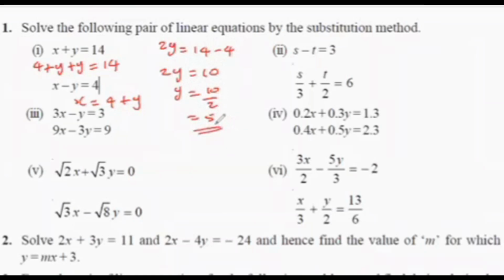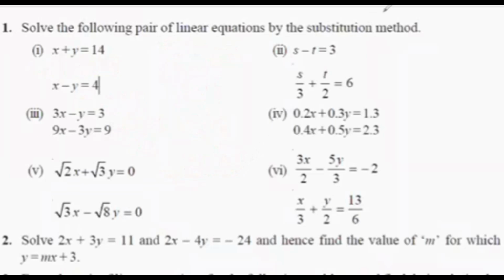So we get y is equal to 5. Substitute y is equal to 5 in this equation, x is equal to 4 plus y. So x is equal to 4 plus 5, that is 9. So the solution is x is equal to 9, y is equal to 5. So 9 comma 5 is the solution for this pair of linear equations. You can do one more.